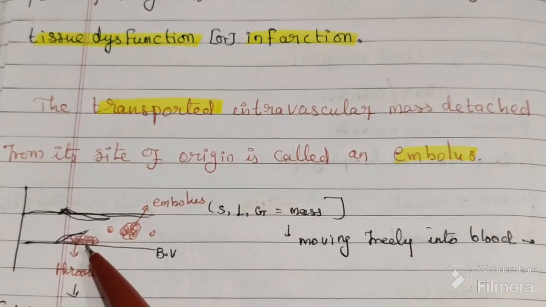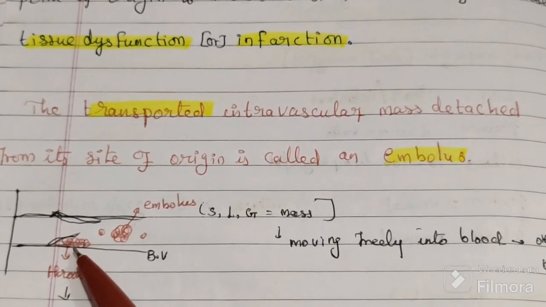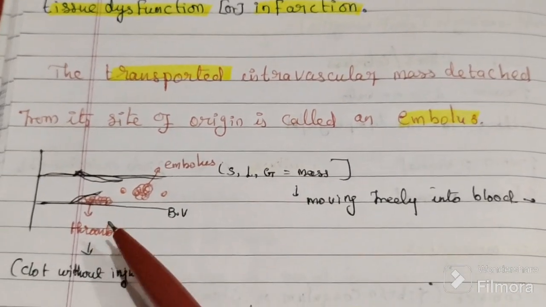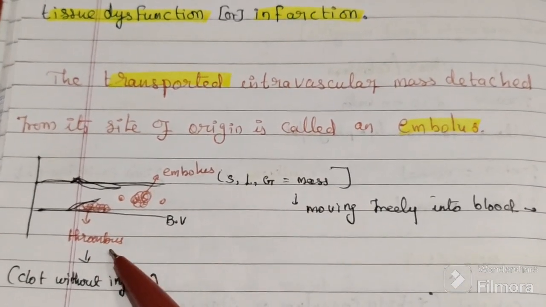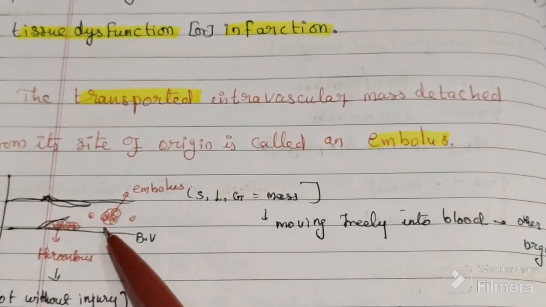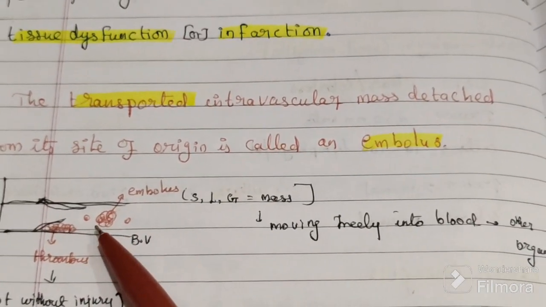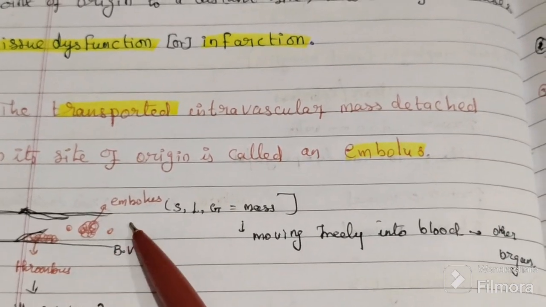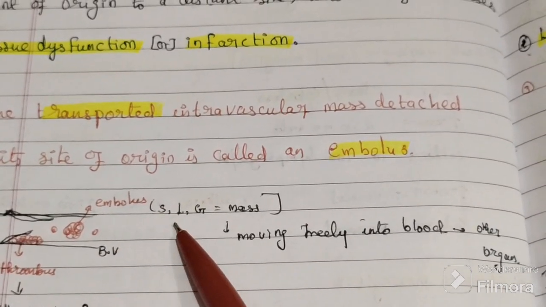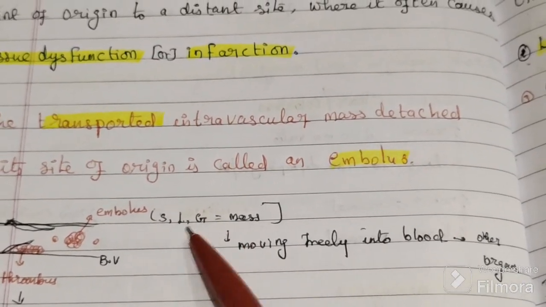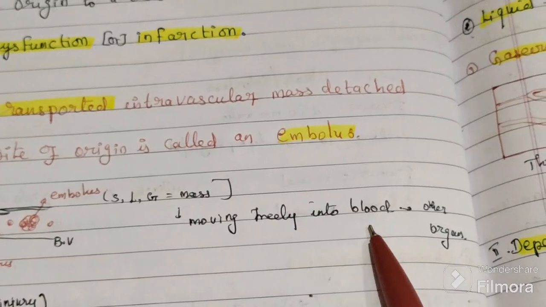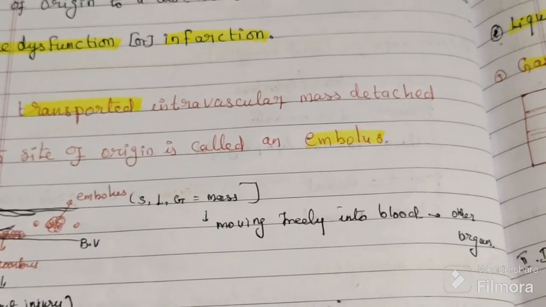So this solid, liquid, or gas mass attached to the blood vessel is called a thrombus. What is a thrombus? A clot without injury. Now this one is detached and moving freely in the blood. This one is called an embolus. It may be solid, liquid, or gas. It is a mass moving freely in the blood to other organs.